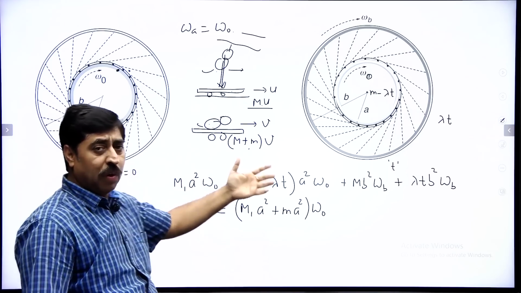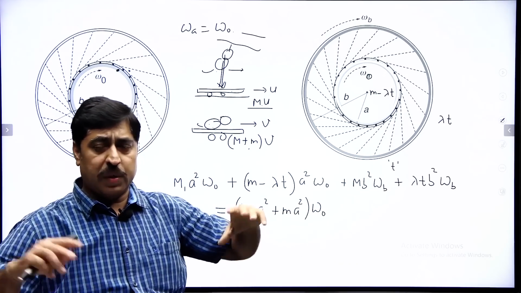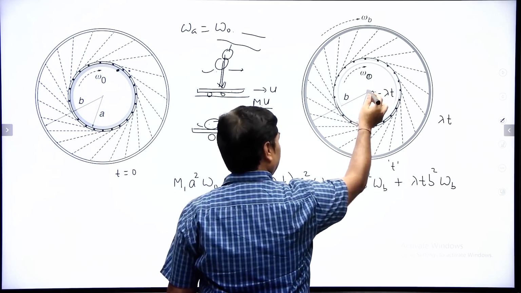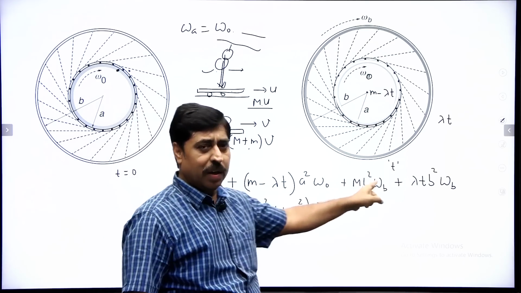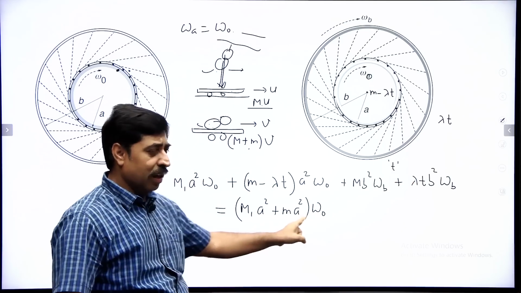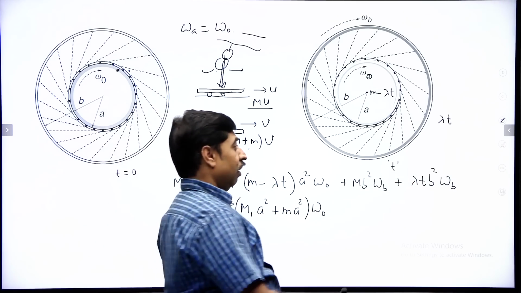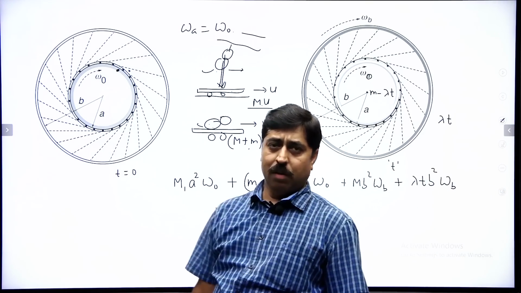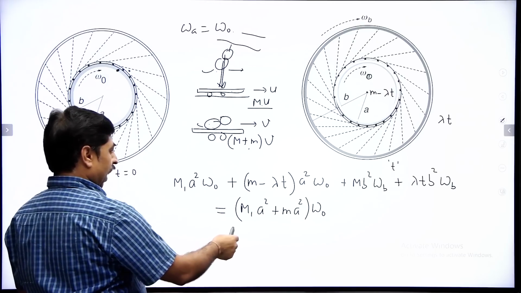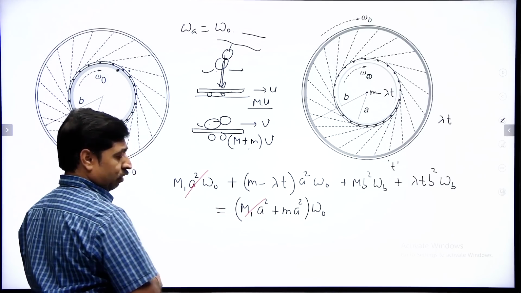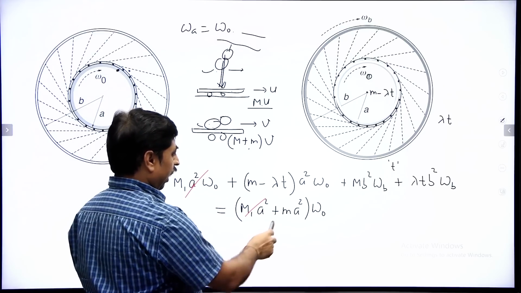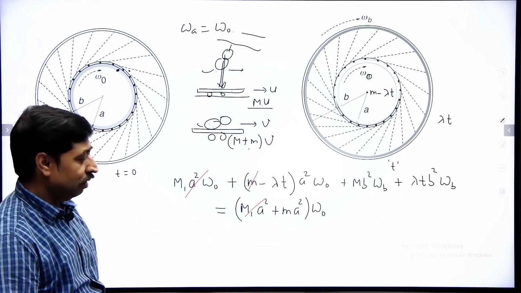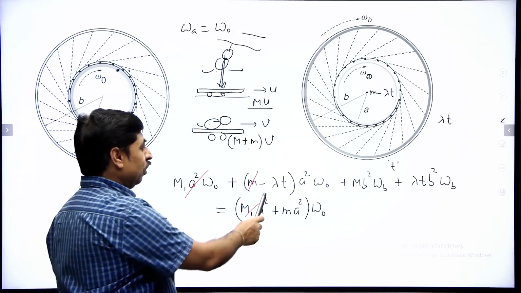So for this isolated system, which is experiencing no torque from outside, its angular momentum about this axis should remain conserved. So this angular momentum at time t should be equal to this angular momentum, isn't it? Just by simplifying this you will get the value of omega b, and it is quite easy. Actually this term cancels out, right, and m1 a square omega naught, this also cancels out. Can you see that? So it is quite easy to simplify this.